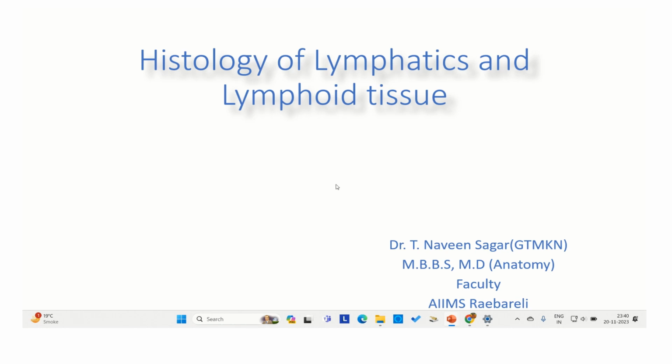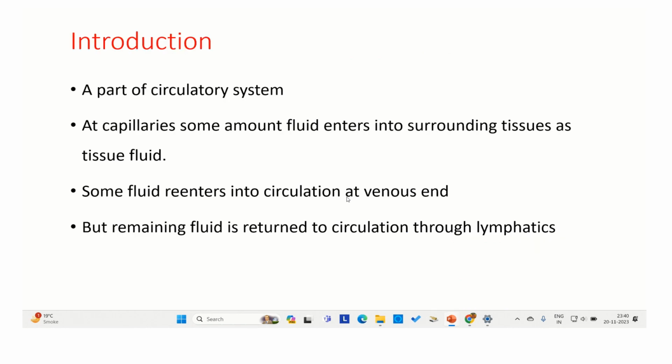So today we'll be dealing with histology of lymphatics and lymphoid tissue. In this particular session, we'll be dealing with only two important slides. One will be the lymph node and the other one will be the spleen. In the coming lecture, we'll go ahead with thymus and palatine tonsil. Before going into the actual description of lymph node and spleen, we'll be studying some introduction regarding the lymphatic system.